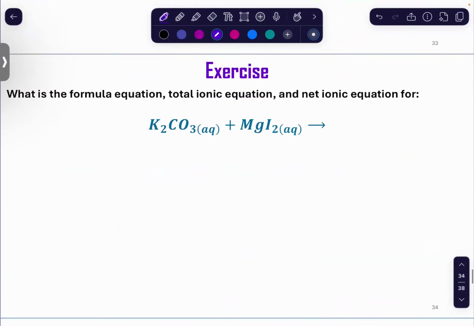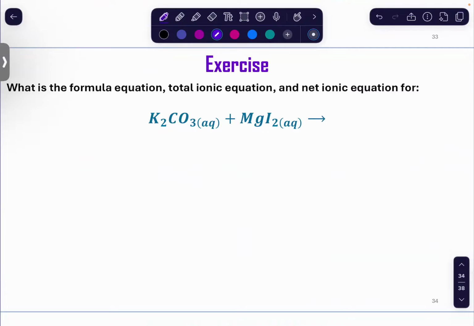All righty. So let's do an exercise. What is the formula equation, total ionic equation, and net ionic equation for this reaction here? So here you see we have potassium carbonate and magnesium iodide.